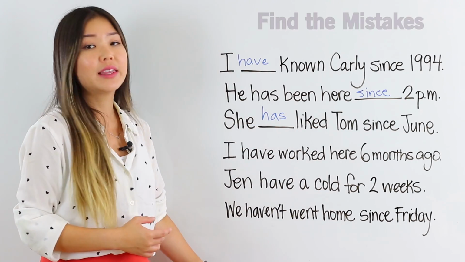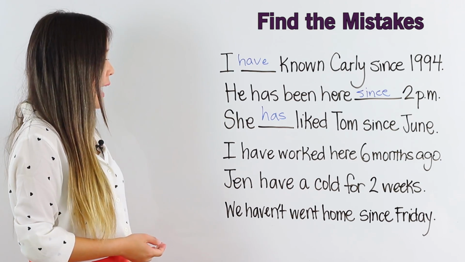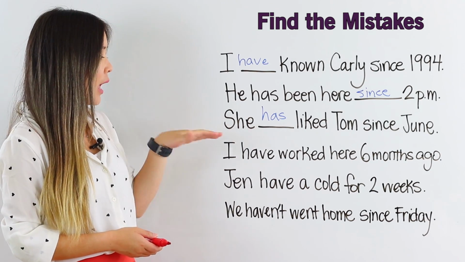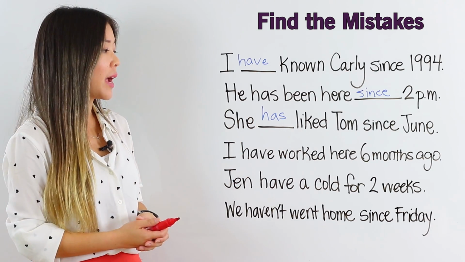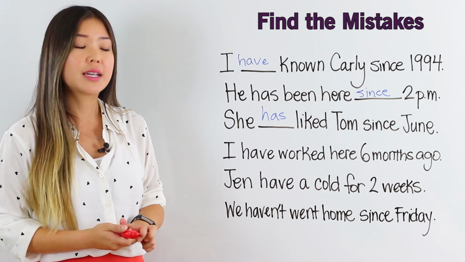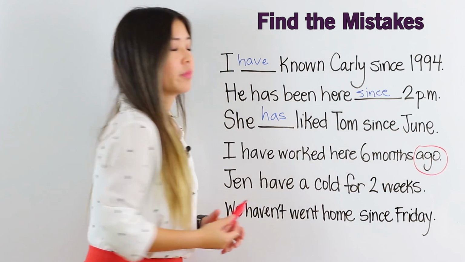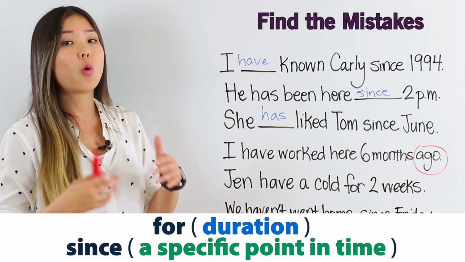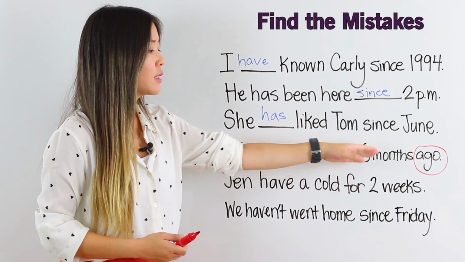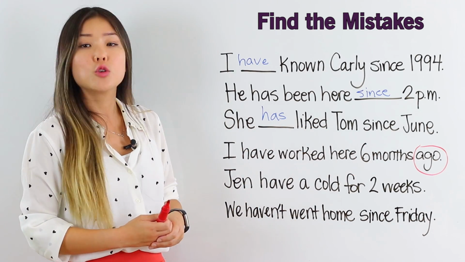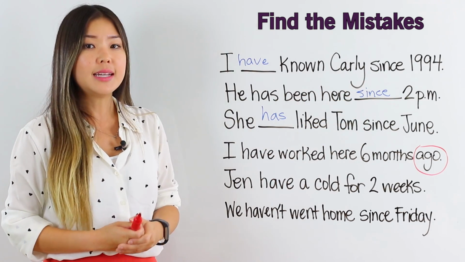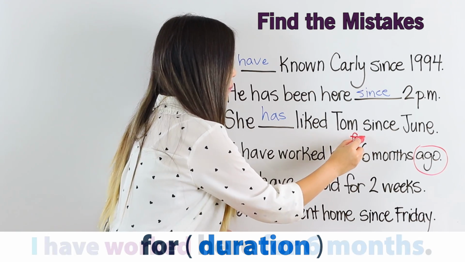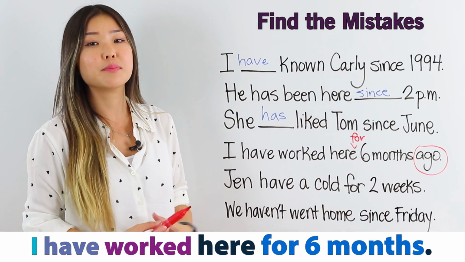Now, I want you to find the mistake in the next sentence. I have worked here 6 months ago. Can you find the mistake here? I have worked. That's correct. However, in the present perfect tense, we don't use ago. This is talking about more the past. We want to talk about since or for instead. Now, 6 months is not a specific time, so we don't use since. Instead, we talk about the duration, so we need for. We'll say, I have worked here for 6 months.